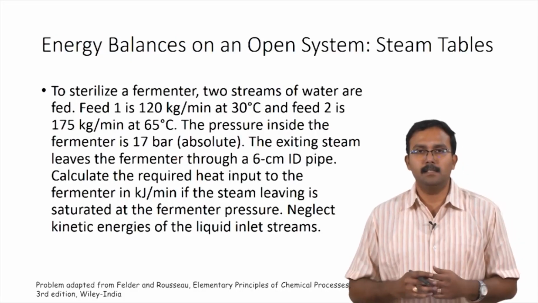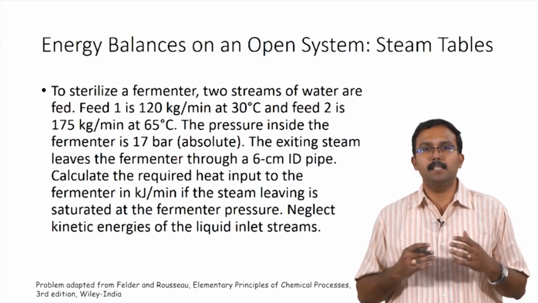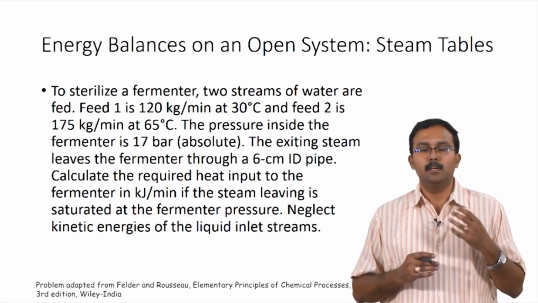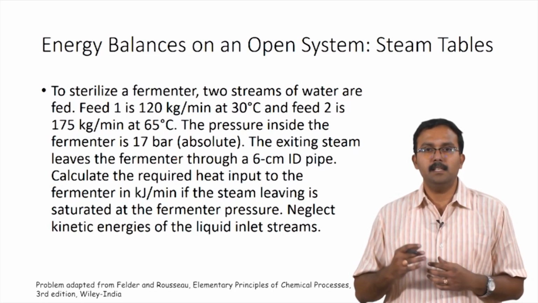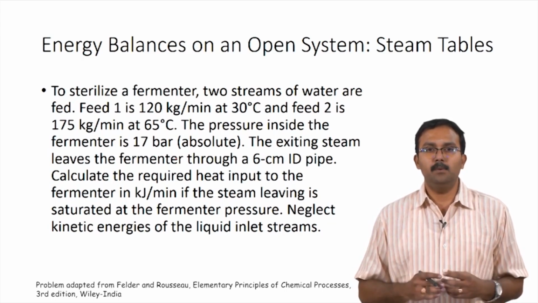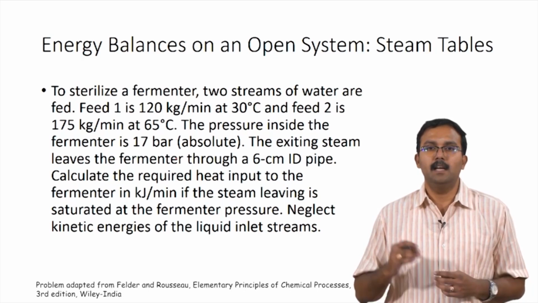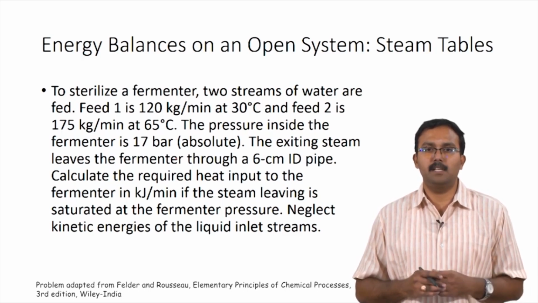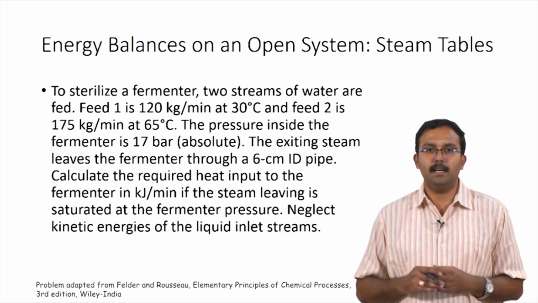Here is the second system. Here again you have an open system, however, here we will be using steam tables instead of using m integral Cp dT. So, let us look at the question. To sterilize a fermenter, two streams of water are fed. Feed 1 is 120 kilograms per minute at 30 degrees Celsius and feed 2 is 175 kilograms per minute at 65 degrees Celsius. The pressure inside the fermenter is 17 bar absolute.